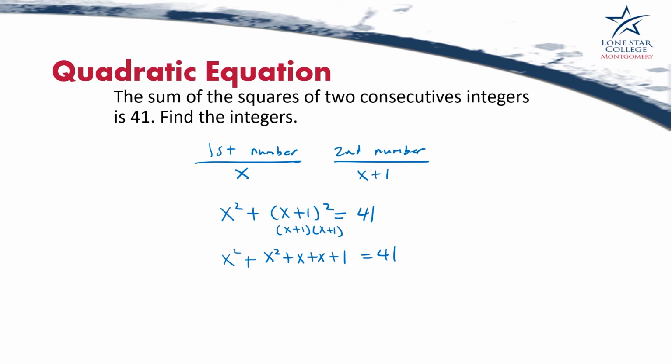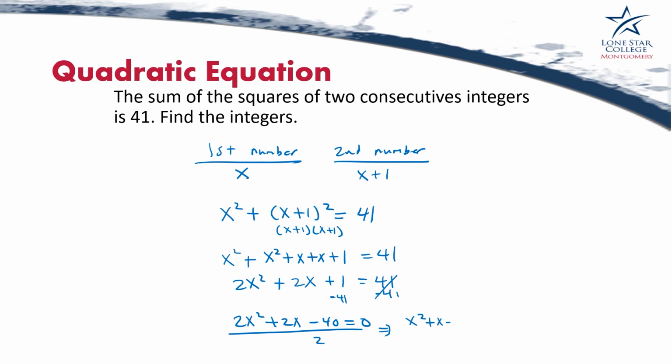Okay, so now we want to combine like terms. We see that x squared can be added to x squared, and then we have x and x, that's 2x, plus 1 is 41. Because it's a quadratic equation, we want to bring everything over to one side. So subtract 41 from both sides. So 2x squared plus 2x minus 40 equals 0. We notice that everything can be divided by 2, so let's go ahead and do that just to make it easier to factor. We get x squared plus x minus 20 equals 0.